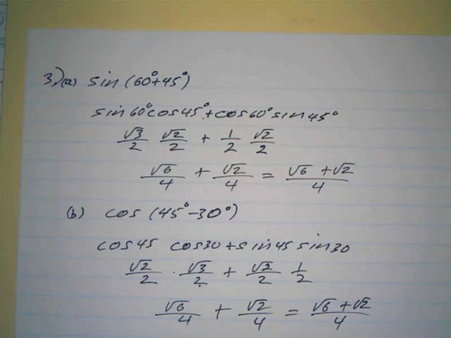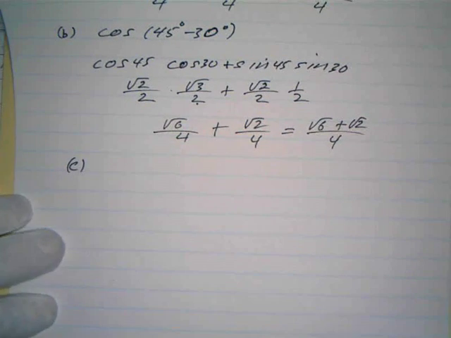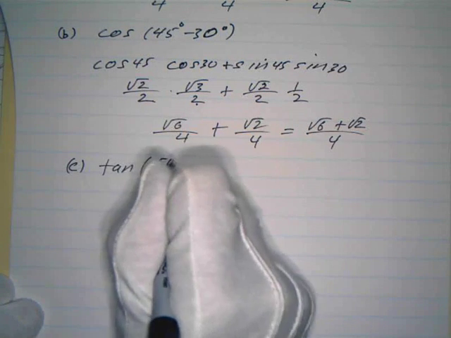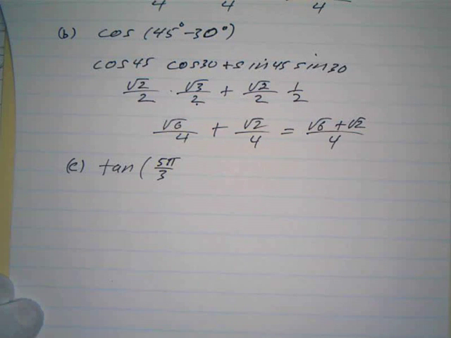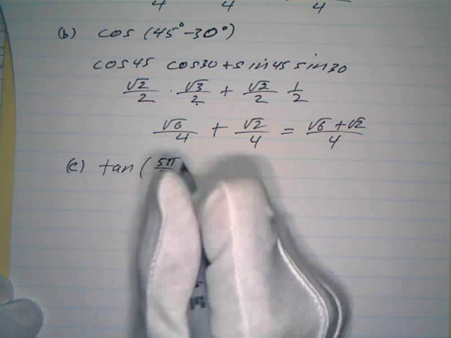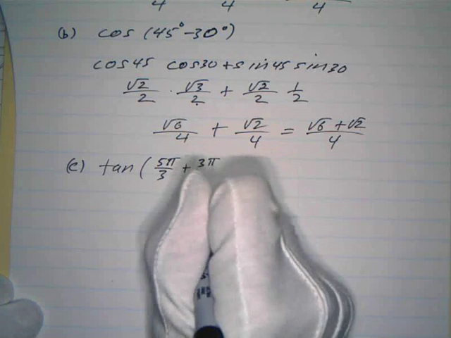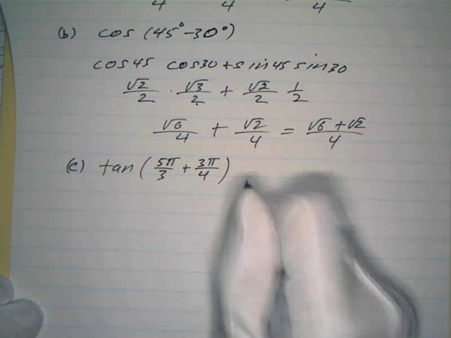Okay? And then our C problem in this little section. And this is where we have the tangent. And this is going to be 5 pi over 3 plus 3 pi over 4. So again, this is the tangent formula, the sum formula.